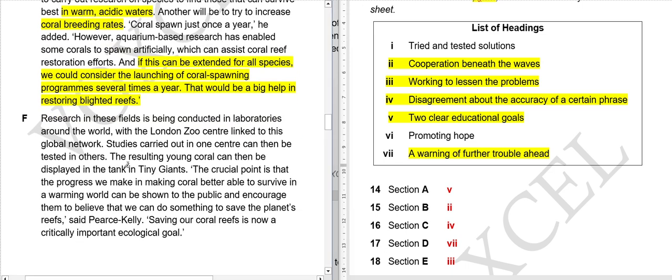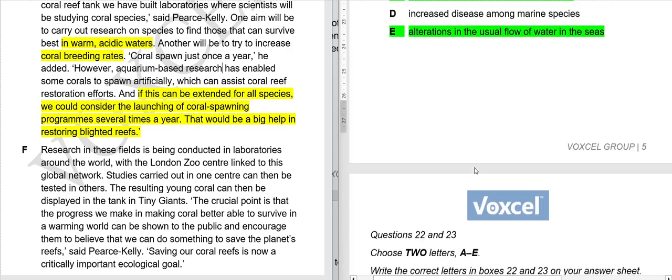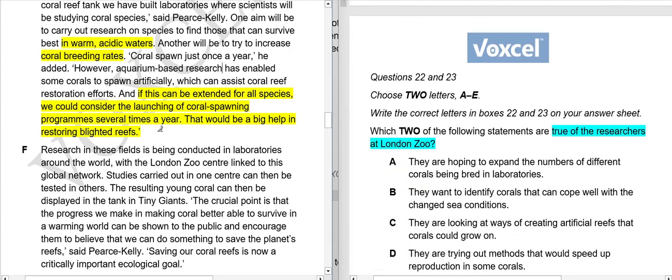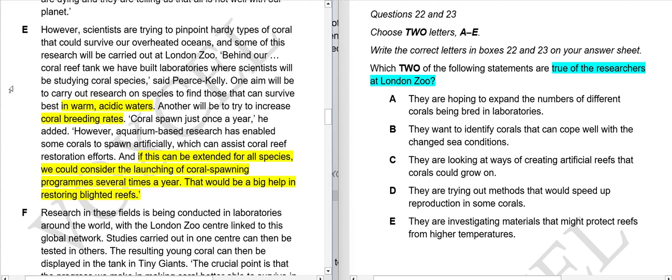Okay, moving on to the next one. Or if you want to do this option, because we are talking about this, we will do this so that we don't have to come back to this again. So we will read the options. The question is saying: which two of the following statements are true for the researchers at London Zoo? We have to find two statements. So which two statements are true?